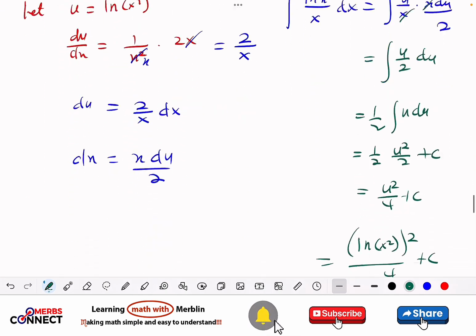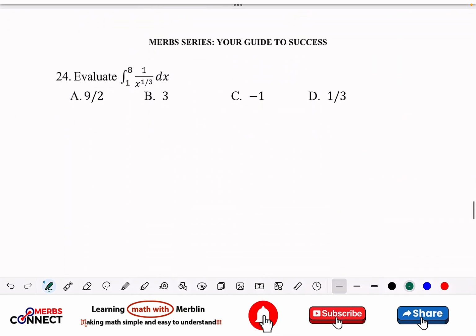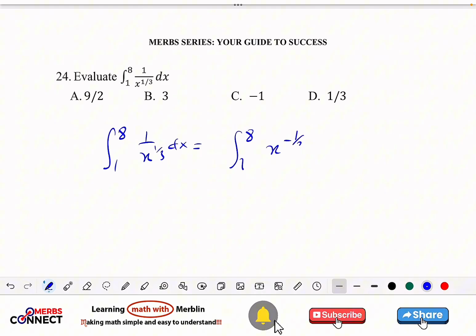Yes, that's A. Now, I think we've done something like this, but the other one that we did was 2 here. So just to give you the hint, 1 over x to the power 1 over 3 dx can be written as x to the power minus 1 over 3 dx. So try this and leave your answer in the comment section.